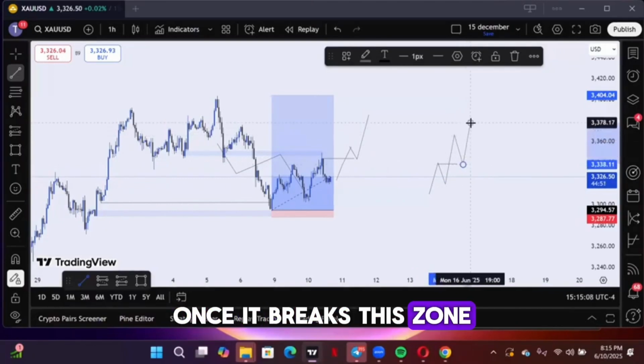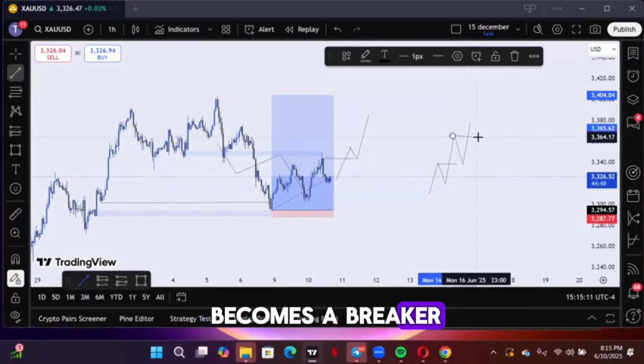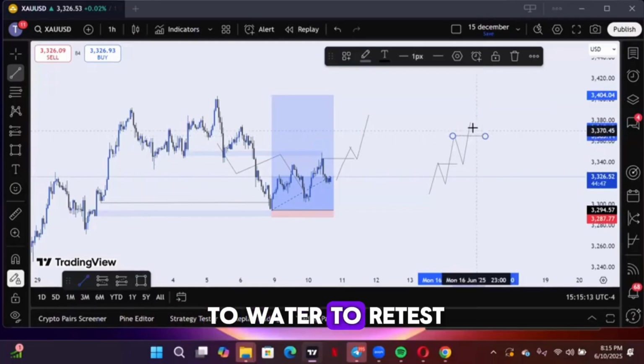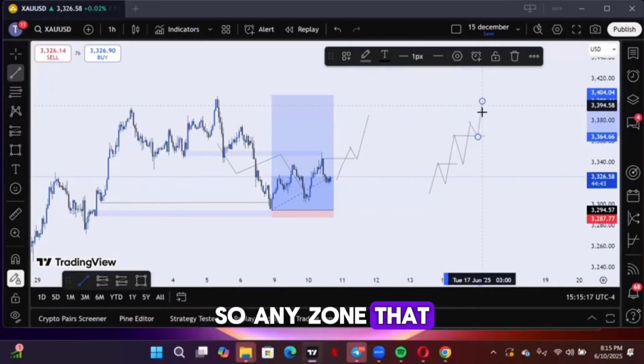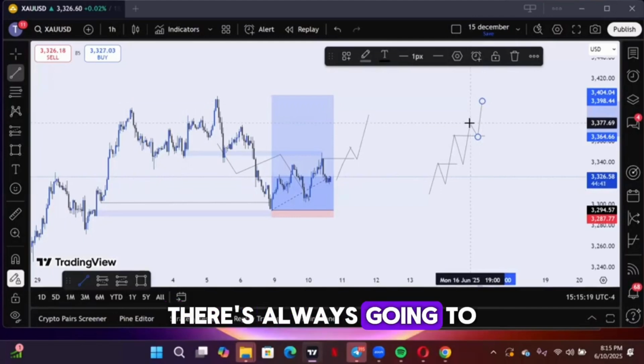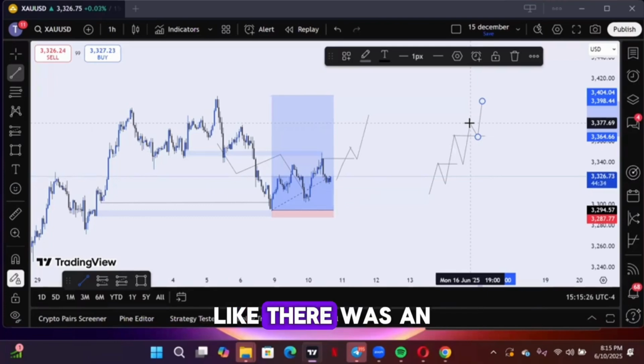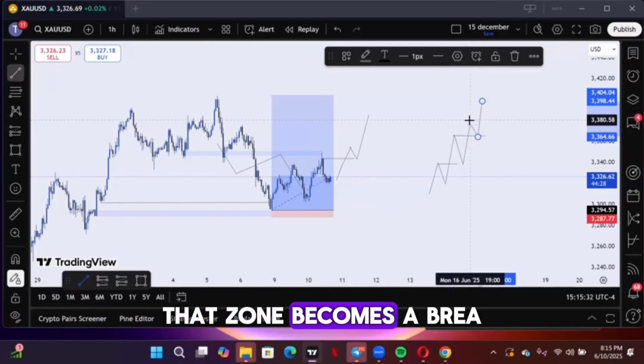Once it breaks this zone, it automatically also becomes a breaker. So you'd expect the market to retest the breaker, then use it for what? A buy instead. So for any zone that the market fails to hold from, any zone that the market breaks, just know that there was a zone that was supposed to push the market from that side. Like there was another block that was supposed to hold the market at that zone, and once the market breaks past that zone, it becomes a breaker block.